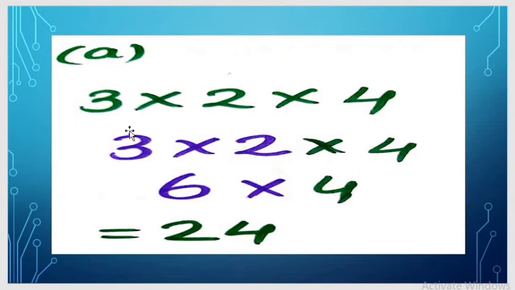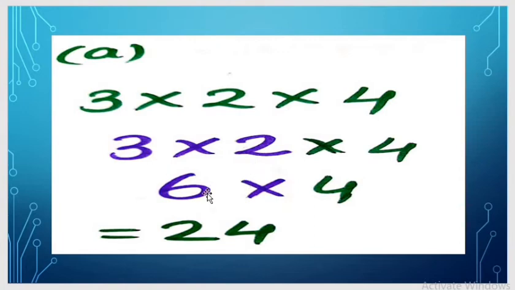Here is your question: 3 multiplied by 2 multiplied by 4. Is this your question? First of all, we do only the first two digits. We multiply the first two digits. 3 2s are... we write the last digit 4 as it is. Understood? So 3 2s are how many, students?